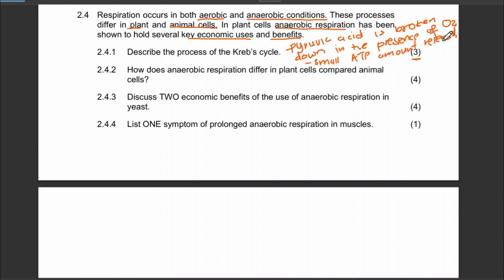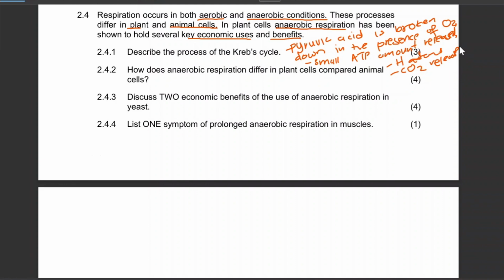Please do let me know if you know the specific ATP amount. I think it could be 2, because it's 2, 3, 4. I could be wrong though. I'll check after the video. A small ATP amount is released. Then also hydrogen atoms are released, together with carbon dioxide. You need to mention all of this, guys, in order to get your 3 marks.